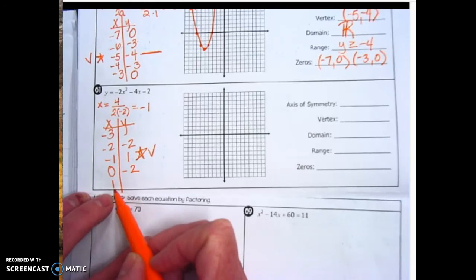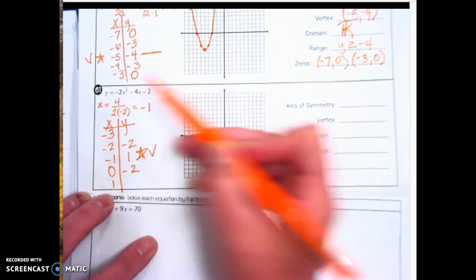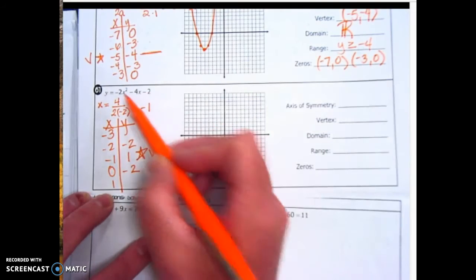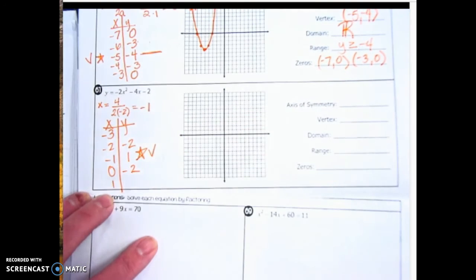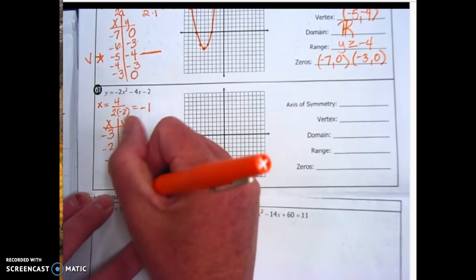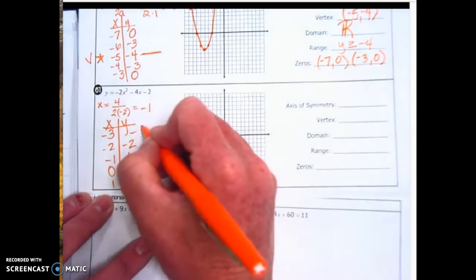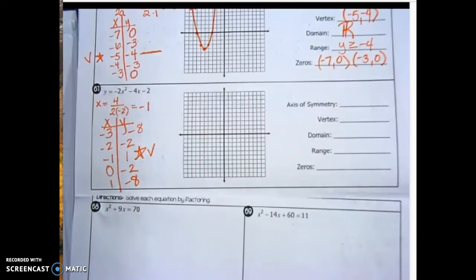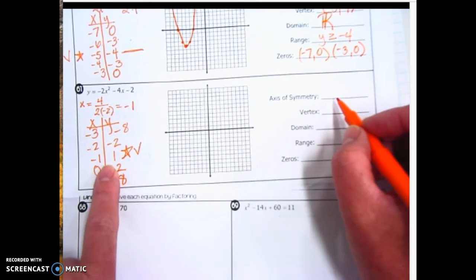Let's plug in +1. So if we plug in +1, 1 squared is 1. -2 times 1 is -2. -4 times 1 is -4. So we have -2 minus 4 minus 2, which ends up being -8. And if this one's -8, well, this one's also going to be -8. So we've already figured out that our axis of symmetry is going to go through that vertex.